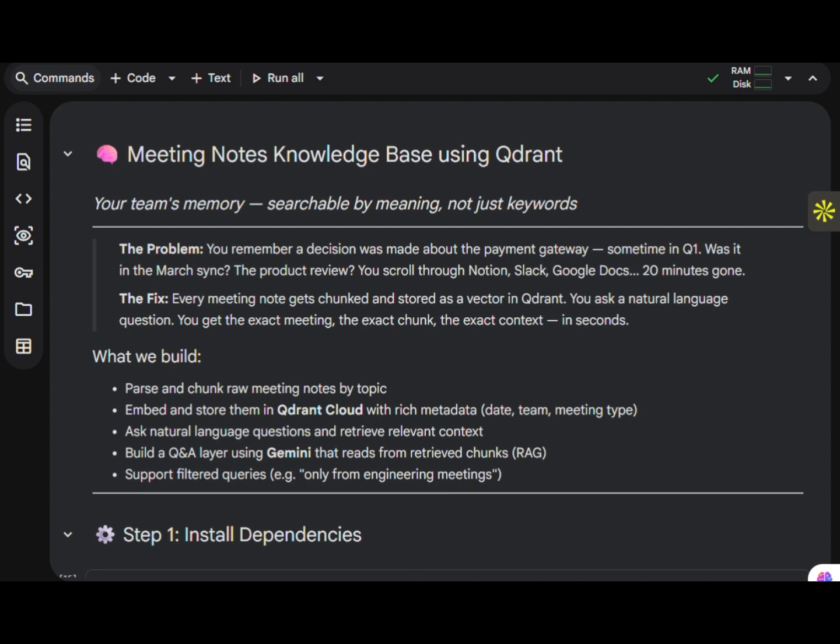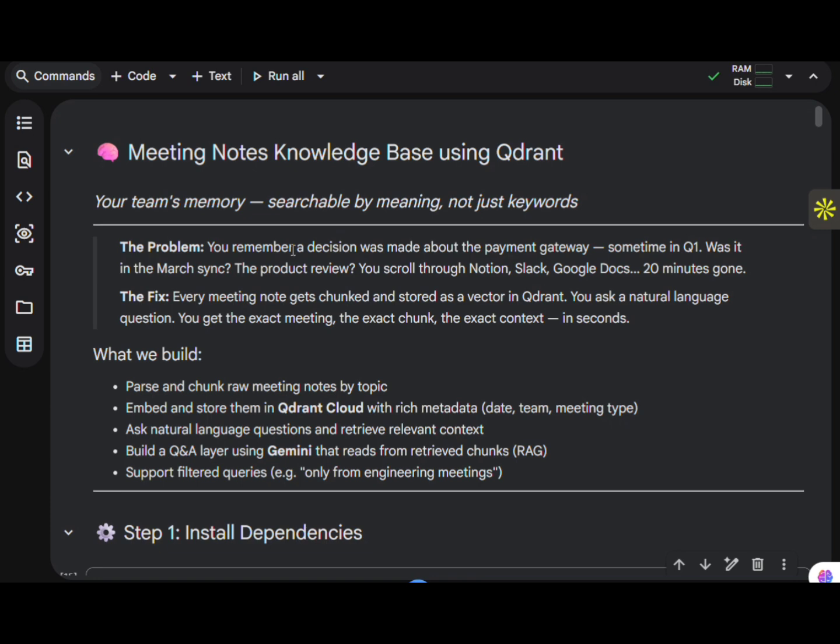Today we fix that. A meeting notes knowledge base you can ask questions to in plain English and it finds the right answer from the right meeting instantly using Qdrant. So let's go. Well, why Qdrant?